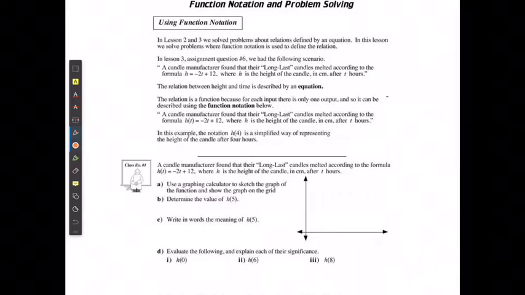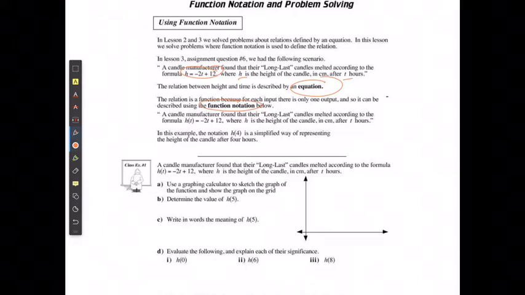A candle manufacturer found their long-last candles melted according to the formula H is equal to negative 2T plus 12, where H is the height of the candle in centimeters after T hours. The relation between the height and time is described by this equation. The relation is a function because for each input there's only one output, which means I can put it into function notation.